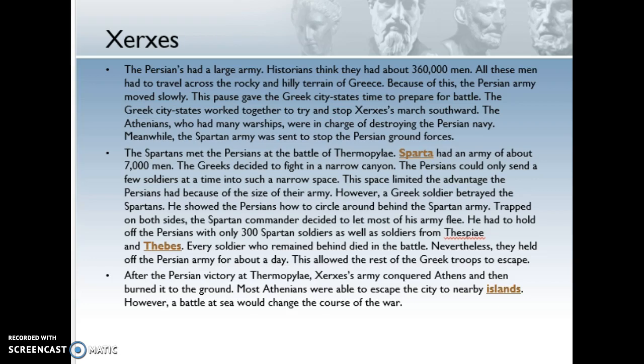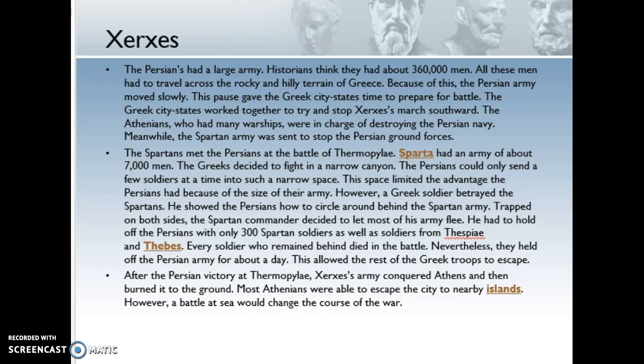The Persians had a large army. Historians think they had about 36,000 men. All these men had to travel across the rocky and hilly terrain of Greece. Because of this, the Persian army moved slowly. This pause gave the Greek city-states time to prepare for battle. The Greek city-states worked together to try and stop Xerxes' march southward.